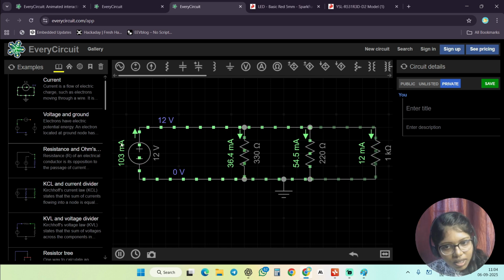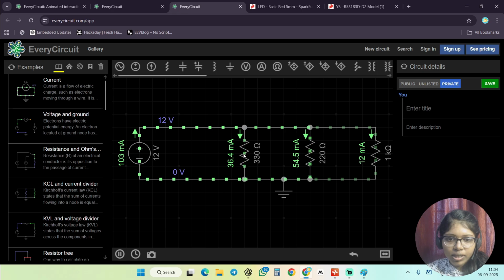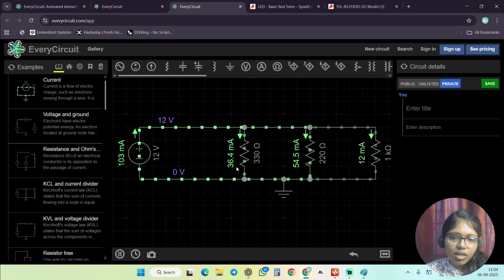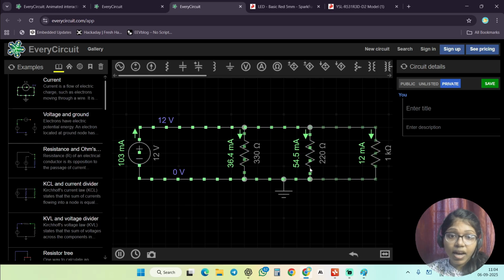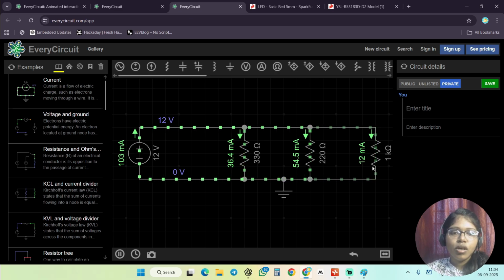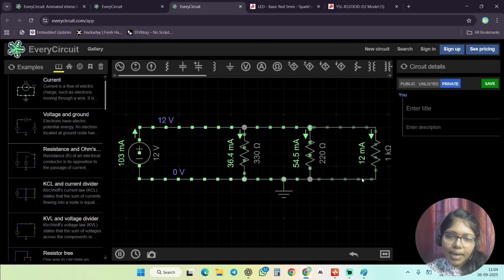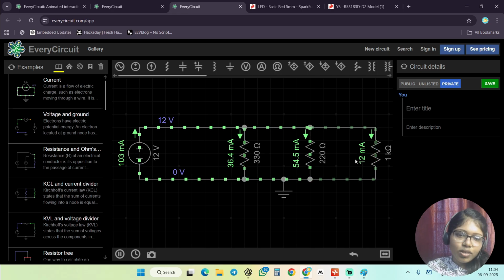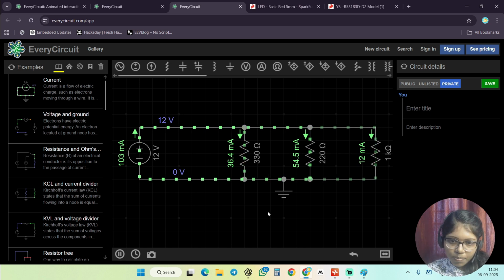But when that 103 milliamp of current started to move, first it checked this path, which has somewhat medium resistivity, so 36.4 milliamp of current is flowing. Some of the current started to flow through this path, which has high resistivity, and it chooses this path to flow more current. But in this last one, there is more resistivity, so only a less amount of current is flowing through this path. You can simply see that the less amount of current only flows through this path.